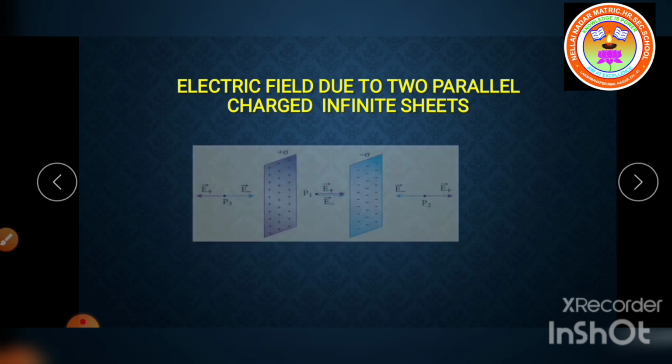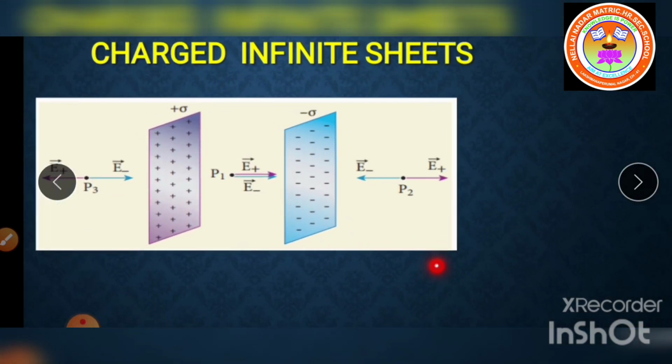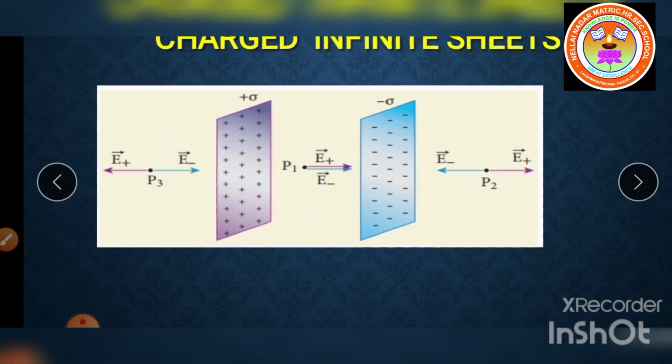Let us consider two infinite sheets. One has positive charge and the other has negative charge. So the surface charge densities are plus sigma and minus sigma. In this, we are going to calculate the electric field.